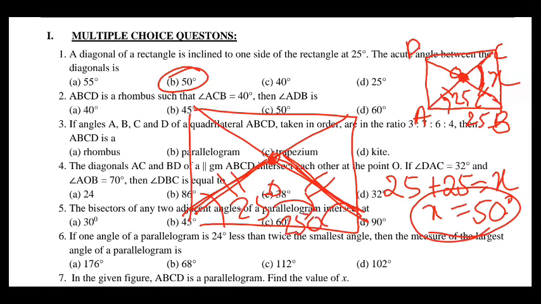If this and this angles are equal, then the exterior opposite angle is the sum of the interior opposite angles. Correct? So 25 plus 25 gives you 50 degree here. That's all.